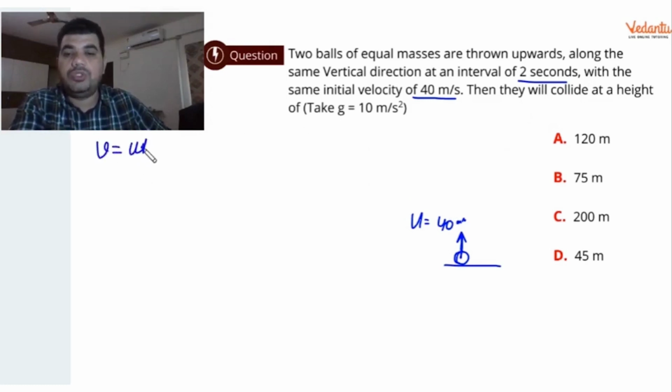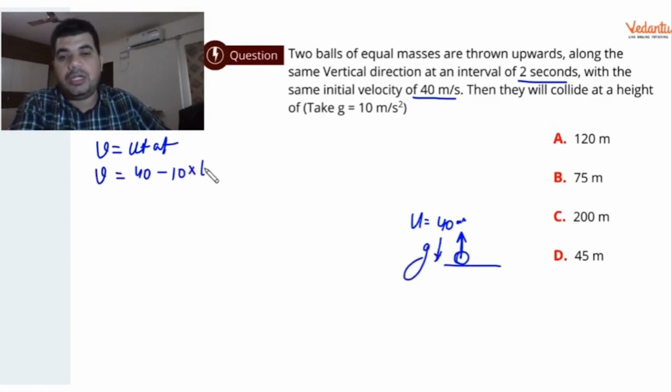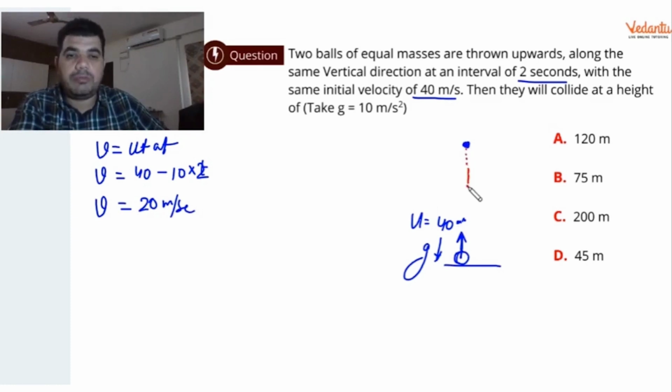v is equal to u plus at. v that we have to find, u is equal to 40 because g is in the downward opposite direction. So minus, g is equal to 10, t is given as 2. Right. So v is equal to 40 minus 20, which is 20 meter per second. So the ball will be somewhere here, and its velocity will be 20 meter per second.